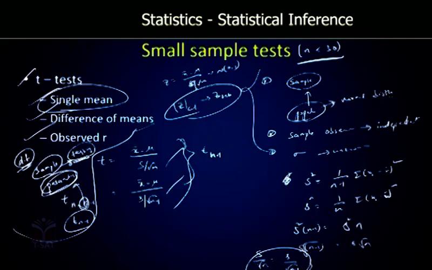So this follows t with n minus 1 degrees of freedom. This t calculated value, we don't need the modulus here, is greater than the t distribution value with n minus 1 degrees of freedom. If it is greater, then we will reject our hypothesis. If the t calculated value is less than t with n minus 1 degrees of freedom, then we will accept our null hypothesis. So the remaining steps are the same, only the t statistic changes.